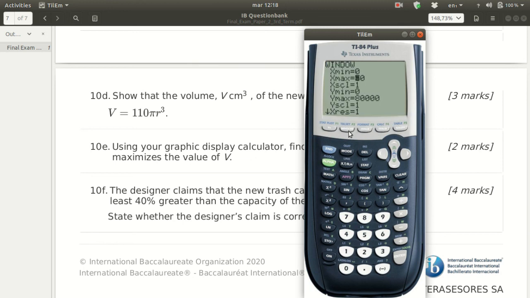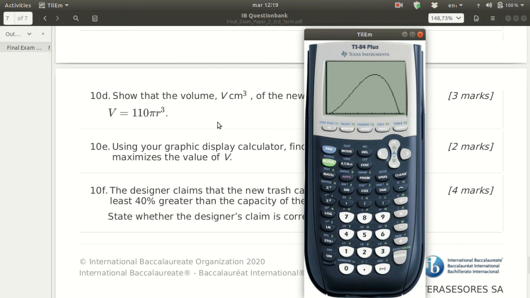So this is what is terrible about using the calculator sometimes. Let's try 100,000. Still not big enough. Incredible. All right, let's try, I don't know, 150,000. Okay, there it is. So you can see the maximum there.